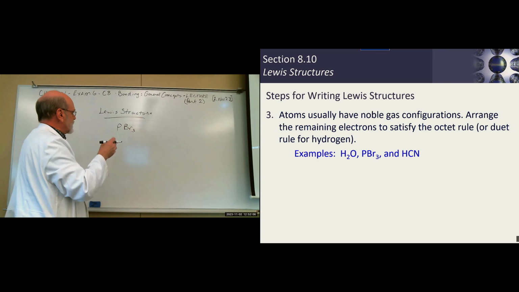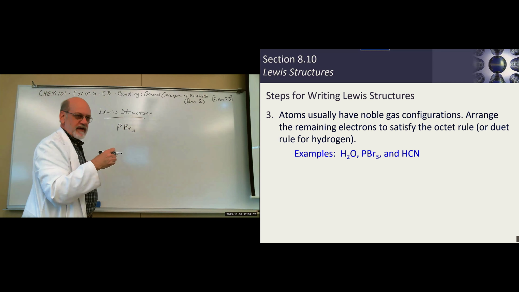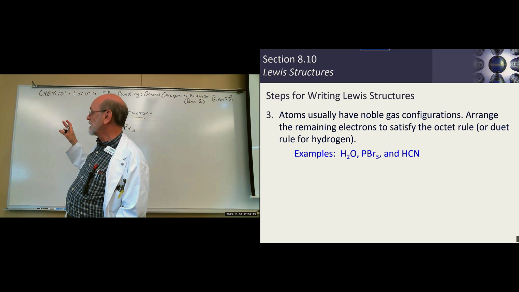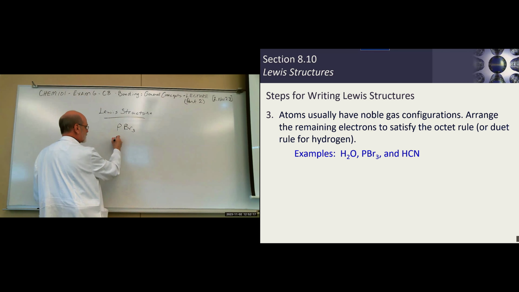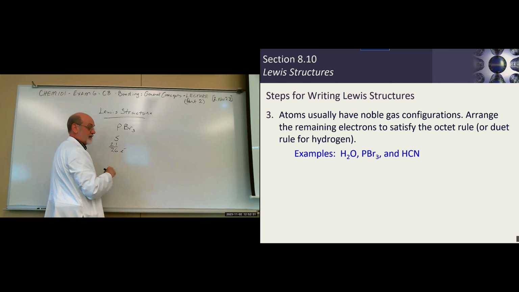Okay. So how many valence electrons for phosphorus? We look at our periodic table. We find that phosphorus is in position number 5, it has 5 valence electrons. That's 5 there. Bromine is a halogen. It has 7 valence electrons. So 3 times 7 is 21. We have 26 valence electrons.